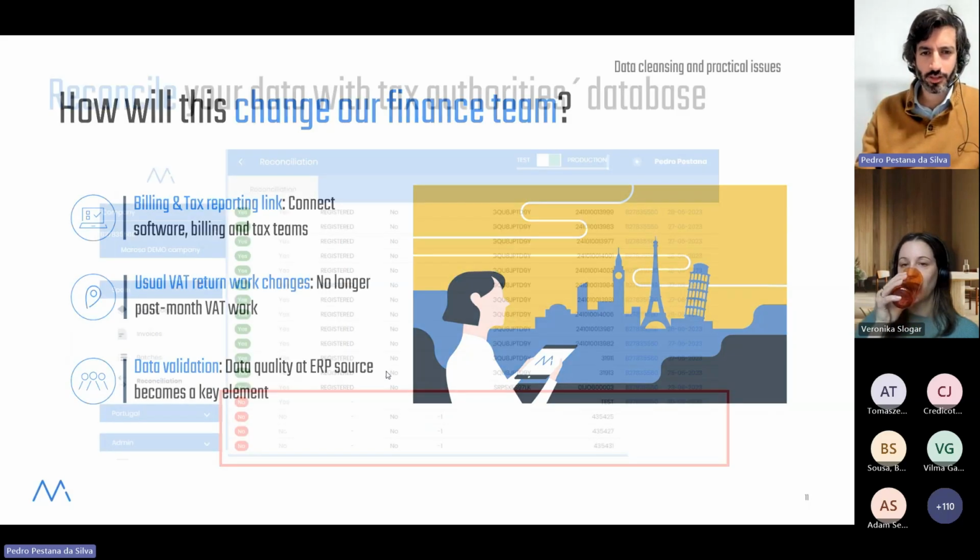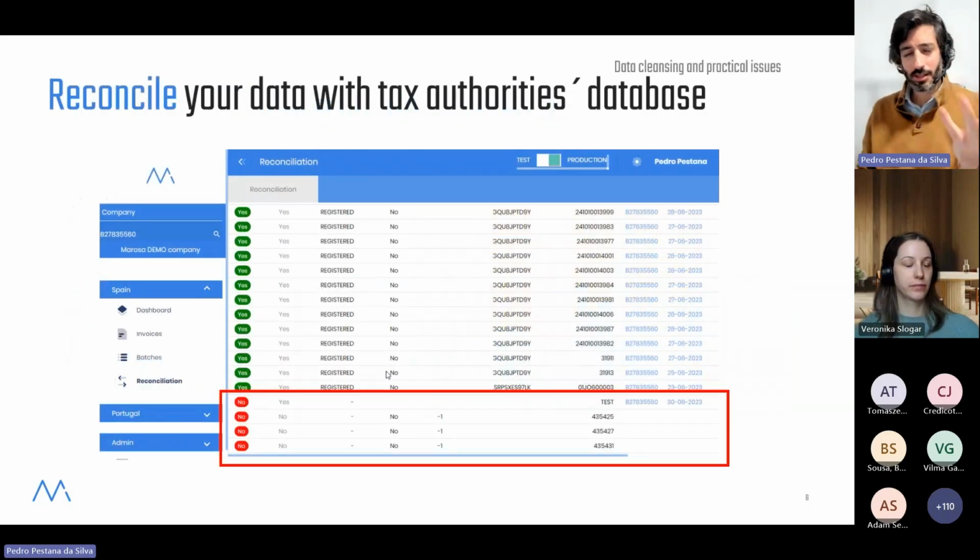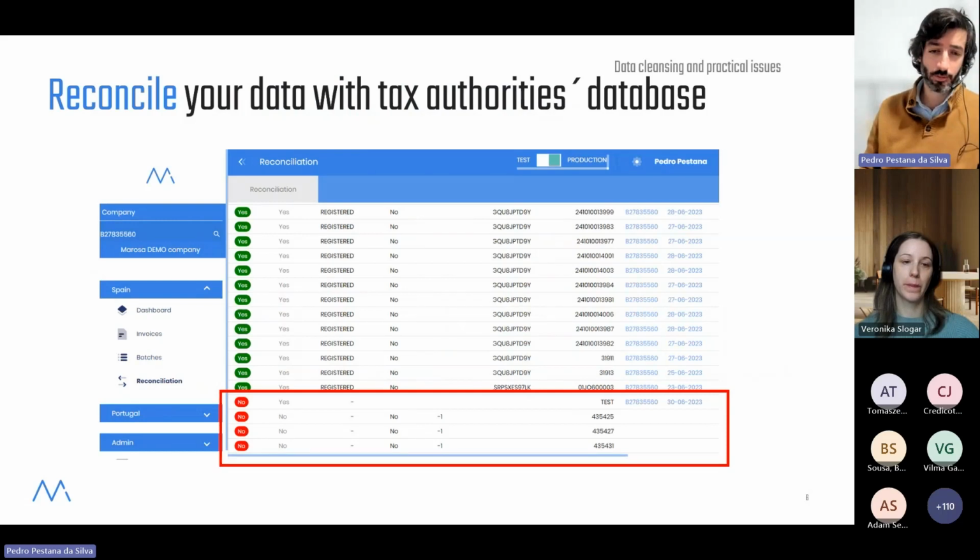So let me show you this screen. This comes actually from an existing obligation, a real-time reporting of transactions that applies. In this case, it is Spain. It's an extract of our SII software. When you are preparing your VAT returns, and VAT returns will probably still exist for a good amount of time, you will need to reconcile your data with the data of the tax authorities.